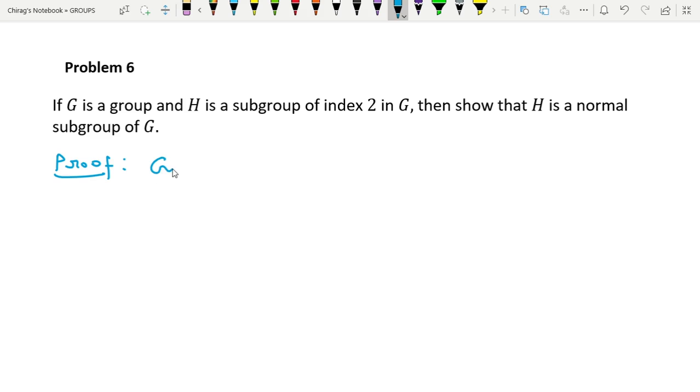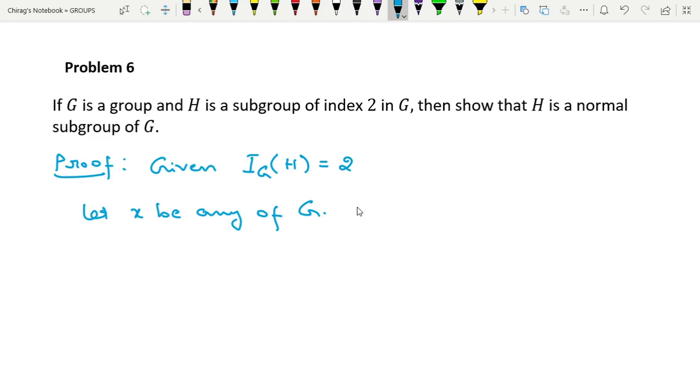Given H is a subgroup of index 2. So the index of H in G will be equal to 2. That means there are only 2 distinct right or left cosets of H in G. Okay. So let X be any element of G.